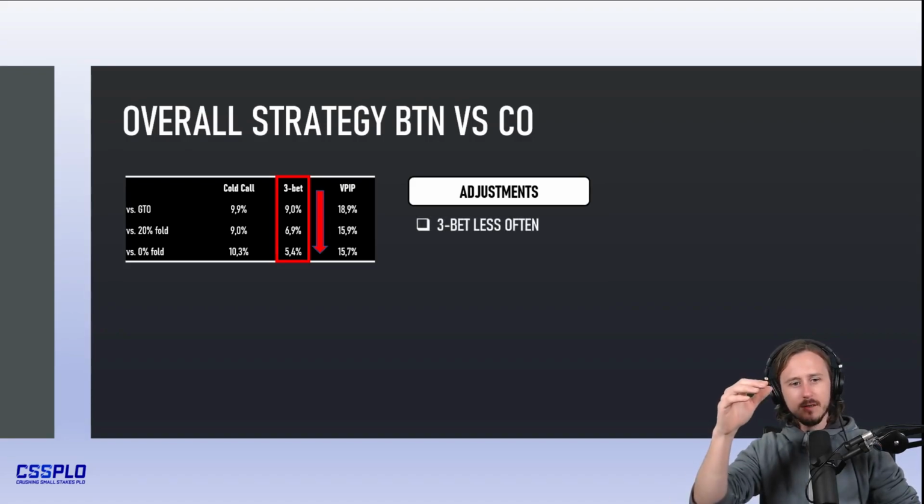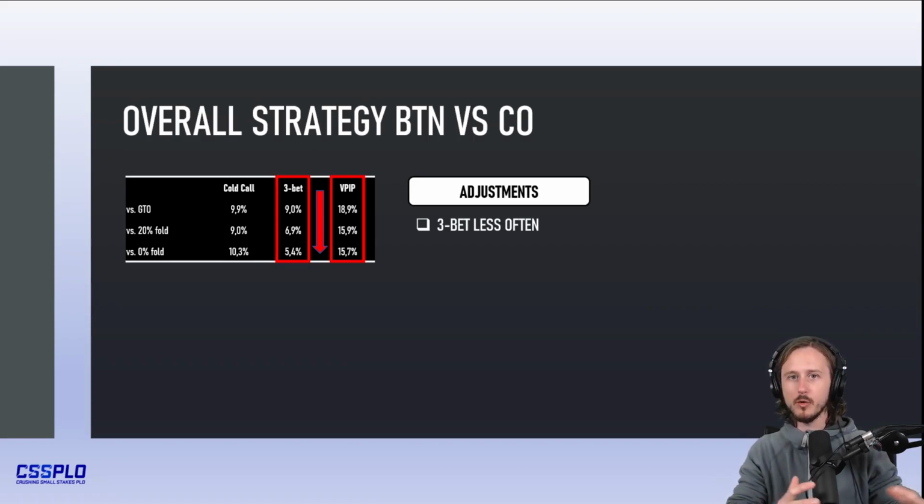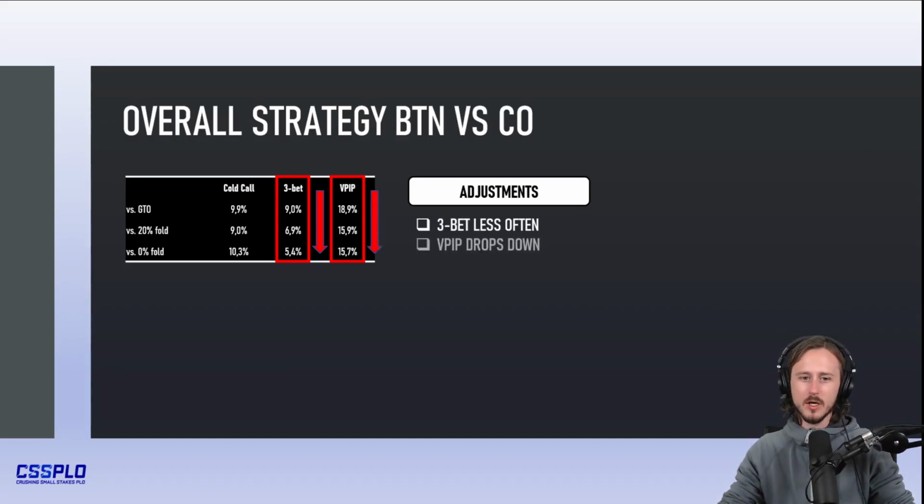So you can see, the less our opponent is folding, the less we should 3-bet. Secondly, we can see that our overall VPIP is also dropping from 18.9% of the time to 15.9 to 15.7. So it's not the case that all the hands we are now not 3-betting anymore are simply put into our cold call range. Some of them are, but there are also a lot that are not being 3-bet anymore that we are now supposed to fold. So our overall VPIP drops down here.